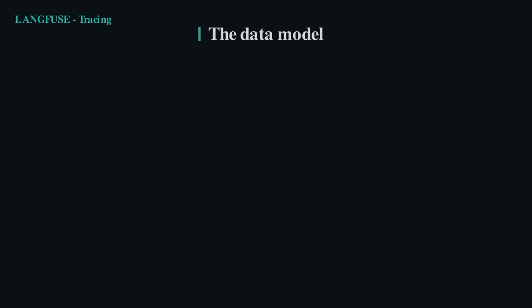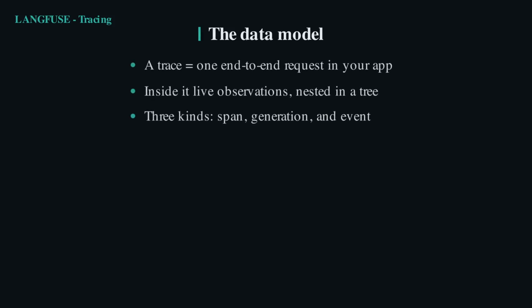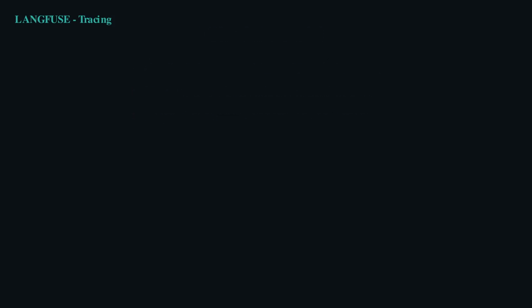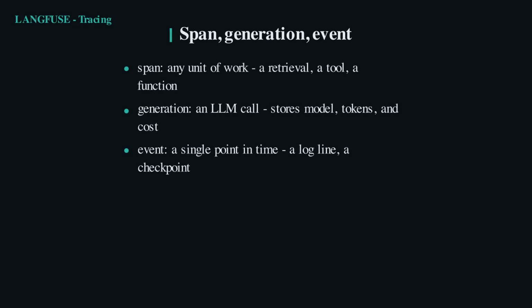Langfuse organizes everything into a trace, one request top to bottom. Inside that trace are observations arranged in a tree, and they come in exactly 3 kinds. A span is any step. A generation is a model call, and it is special. It records the model, the token counts, and the dollar cost. An event is a single moment you want to mark. Get these 3 right, and the whole trace reads clearly.